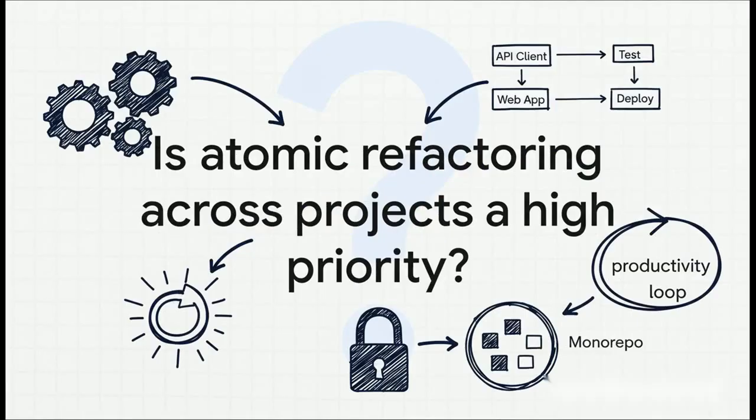But if you control the code and you want everything to move together, well, that brings us to the final question. How much do you value atomic refactoring? I mean, if the thought of changing a component in your library and seeing that change instantly update across your web app, your API, and everything else in a single commit, if that sounds like an absolute dream come true, then my friend, you have just found the killer feature of a monorepo.